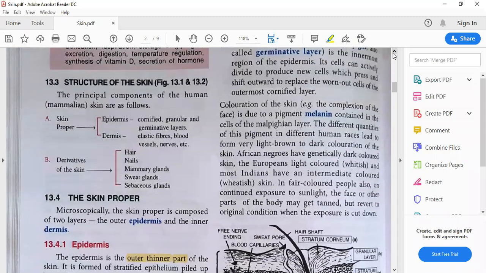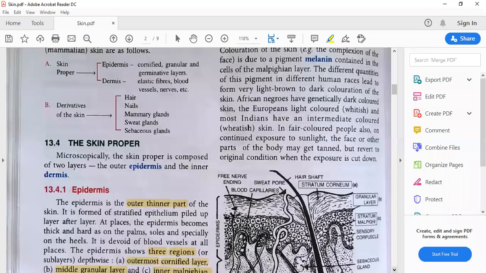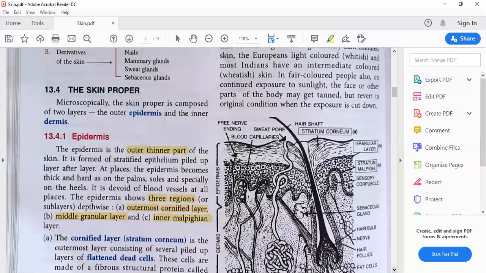Okay, coloration of the skin is due to the pigment melanin, contained in the cells of the malpighian layer. Okay, so where is this melanin? It will be here only. Yes, it is not visible. Can you see it? It is there in the malpighian layer only, meaning it is in the epidermis.